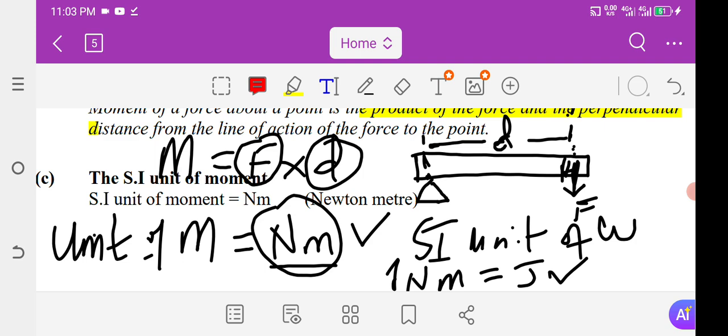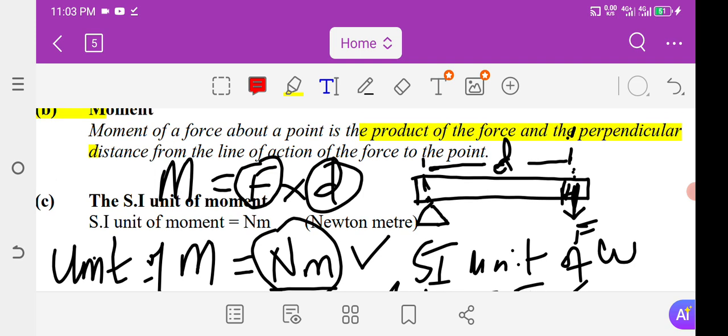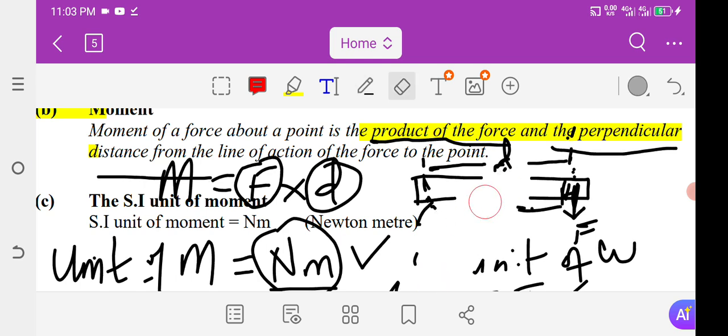All right, I hope we are together there. We have defined moment of a force as simply the product of a force and the perpendicular distance from the line of action of the force to the point. This distance here multiplied by the force applied will give us the moment of a force.